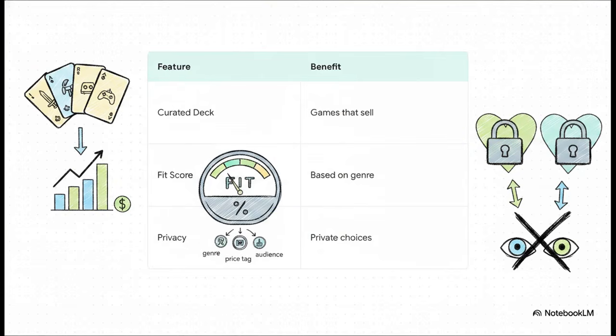You get a curated deck of potential partner games, and each one has a fit score. Now this isn't random at all. The tool calculates this based on genre, price point, and audience overlap. It's feeding you games that have a really high probability of selling well right next to yours.